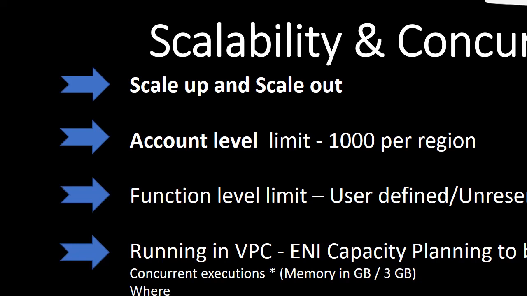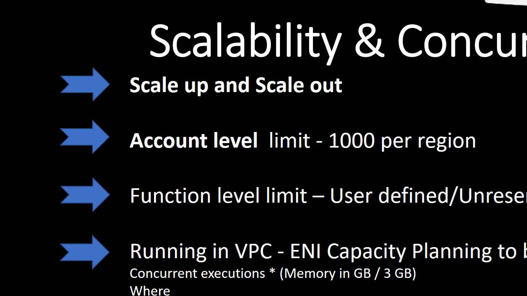That means how many invocations per second you expect for your Lambda function, and the average time your Lambda function takes to execute. The memory in GB is how much memory your Lambda function requires to execute your logic. Based on this formula, you can calculate how much ENI capacity you would need, and based on that, how many IP addresses you would need to allocate in your VPC.